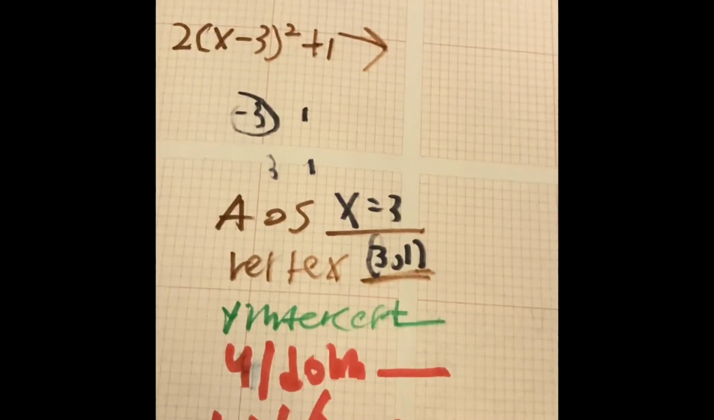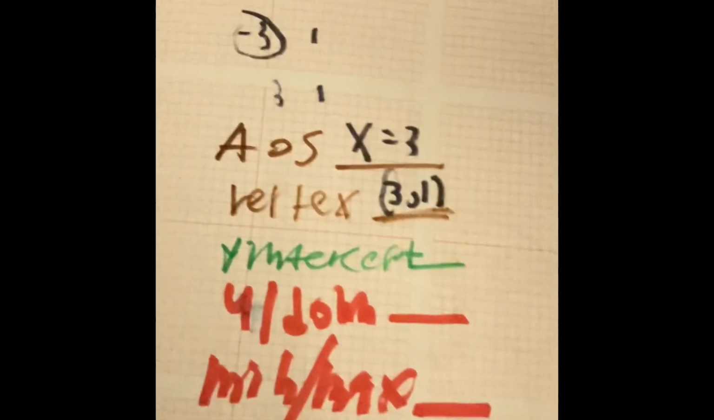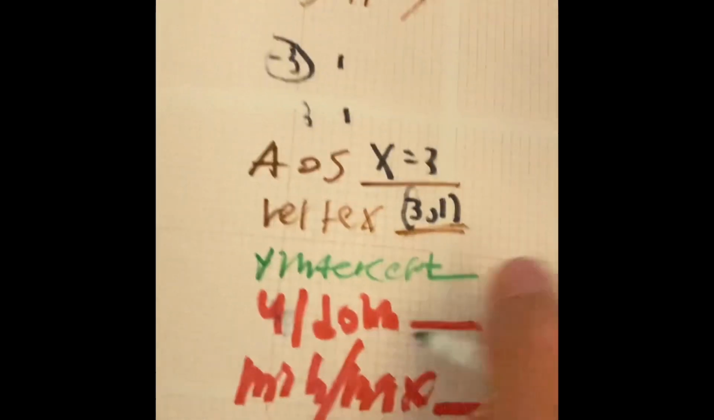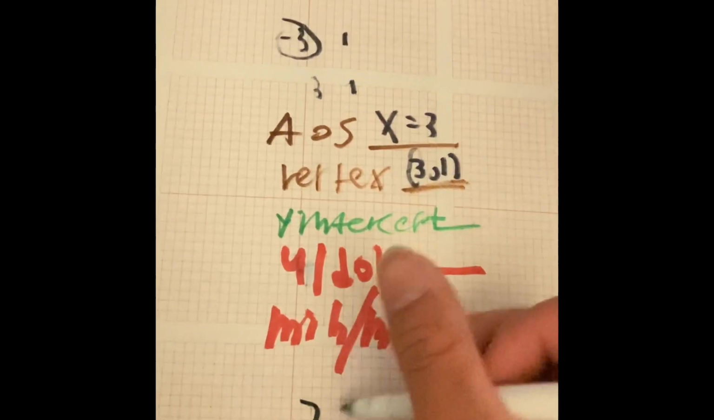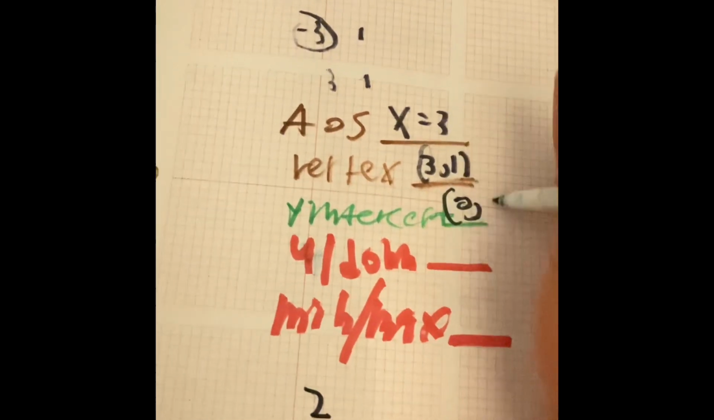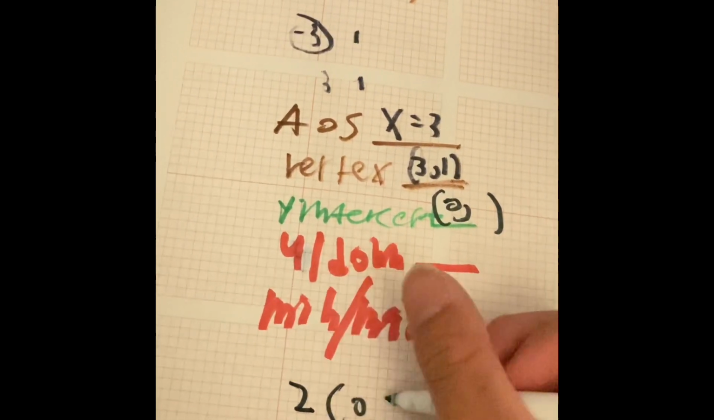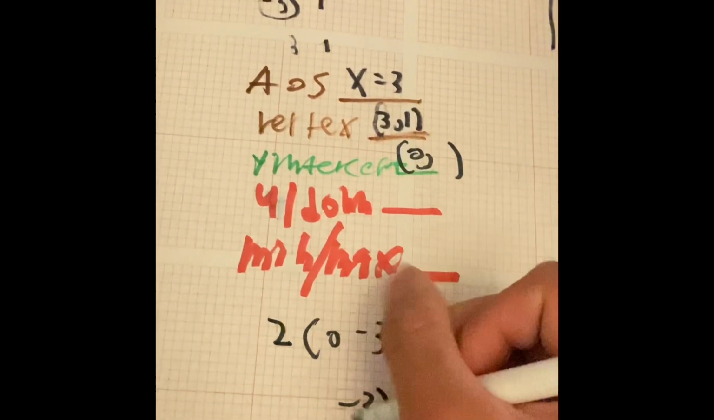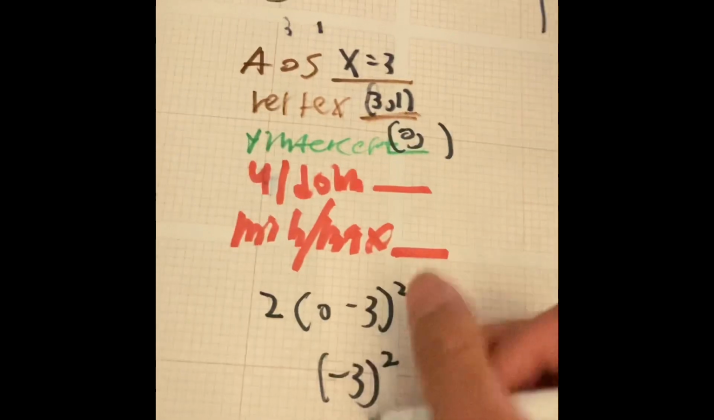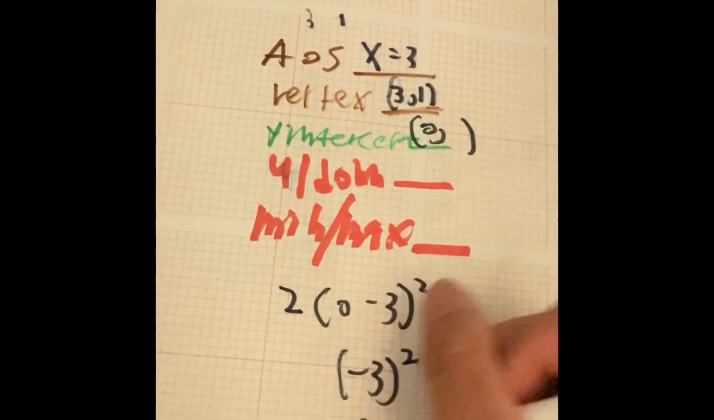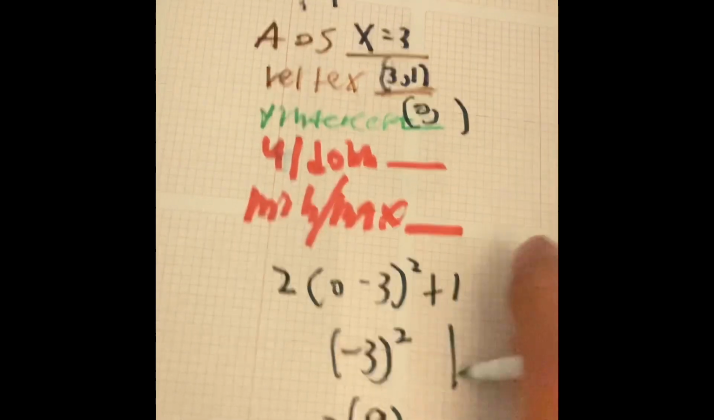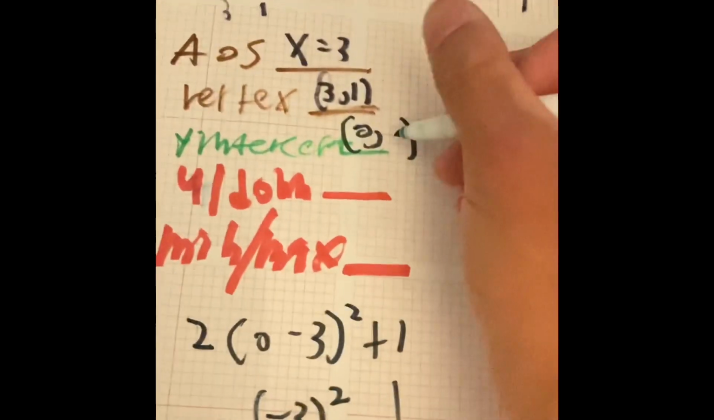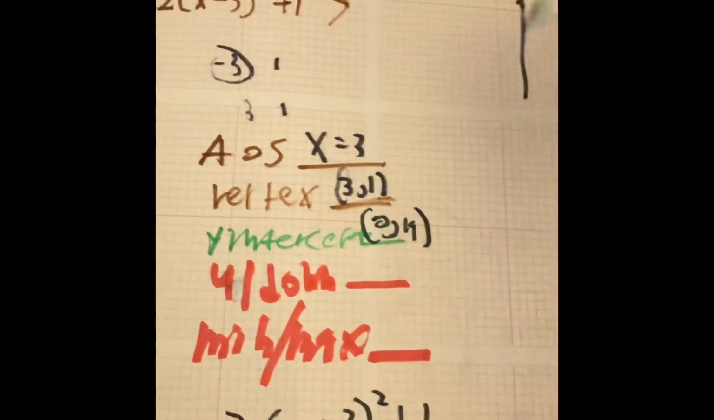Okay, so then let's find the y-intercept. We have to plug in 0 for x and see what we get for y. So the y-intercept is 0, 2 times (x minus 3) squared plus 1. 0 minus 3 is -3. So -3 squared is 9. 2 times 9 is 18, plus 1 is 19. So (0, 19). You won't always get to graph the y-intercept because it may be off the charts.